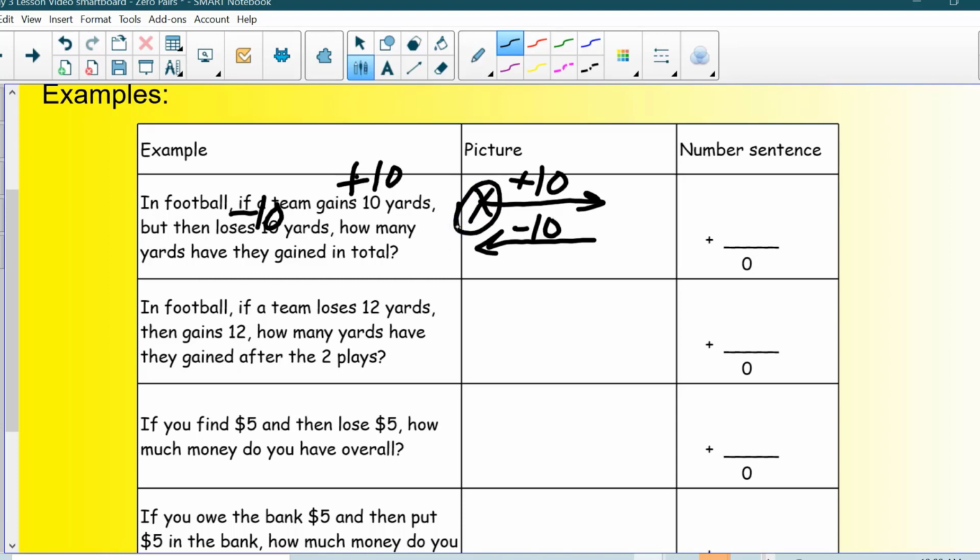Make sense? So let's write that number sentence out. Now, we don't have to put a plus sign in front of the positive 10, but we are for now. And a negative 10. Why did I put that negative 10 in parentheses?